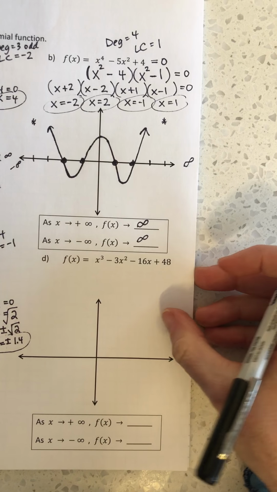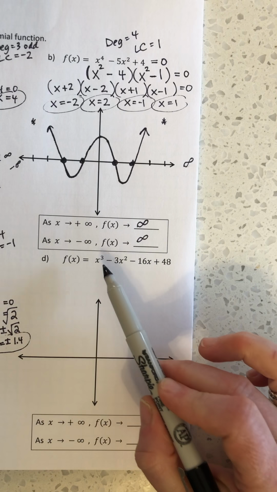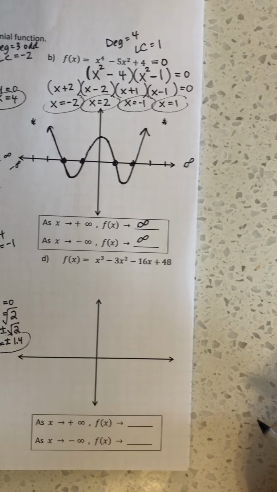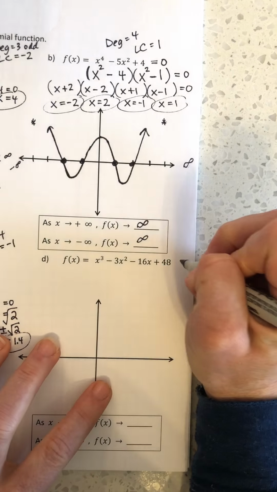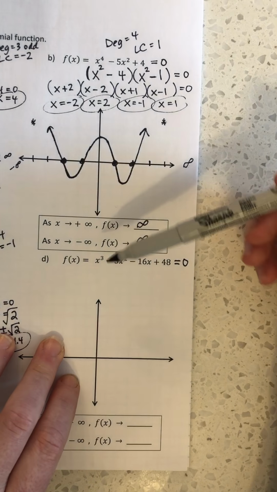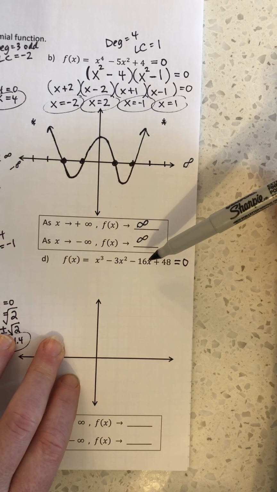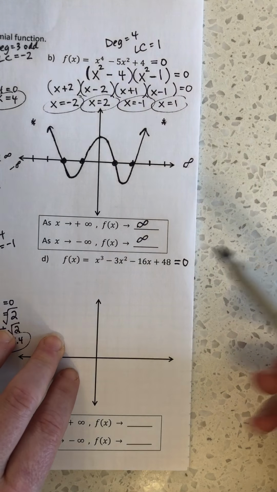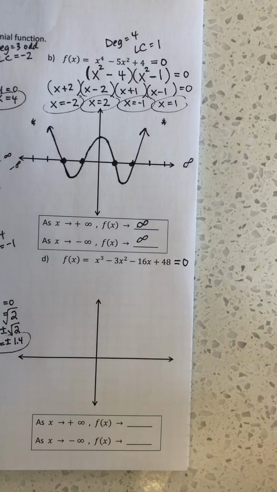Okay, well, if I want to graph this degree 3 polynomial function, I have to find its x-intercepts. So let's set it equal to 0 and solve. Well, the first thing I would do is look for a GCF. x cubed, 3x squared, 16x, 48, they don't have one. And it doesn't lead with a negative, so I don't have to pull a negative out.